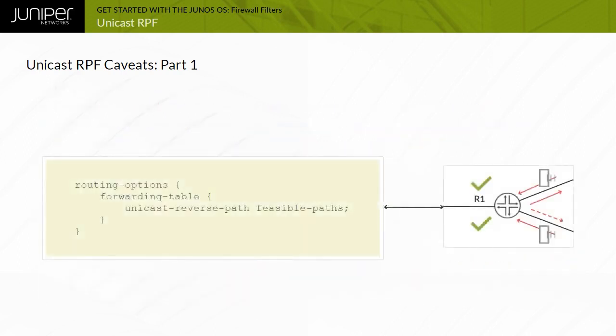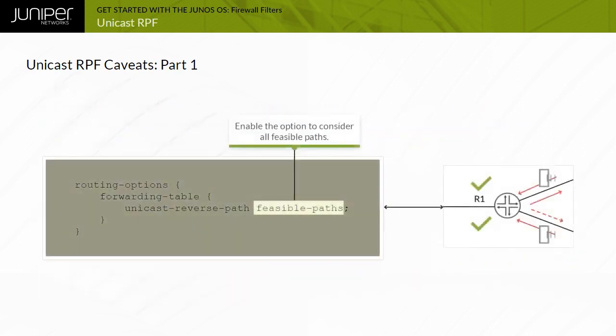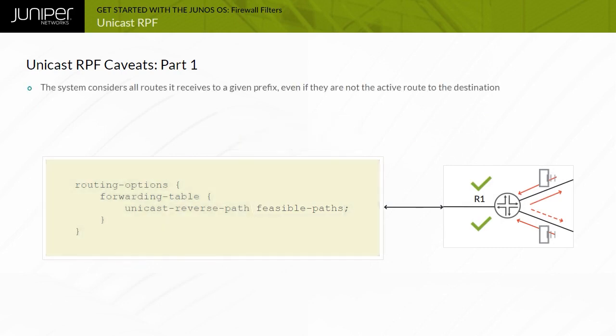To ease this issue, you can require that the system consider all feasible routes to a destination when it performs the RPF check. In this mode, the system considers all routes it receives to a given prefix, even if they are not the active route to the destination. In networks where the possibility of asymmetric routing exists, you should activate this option.